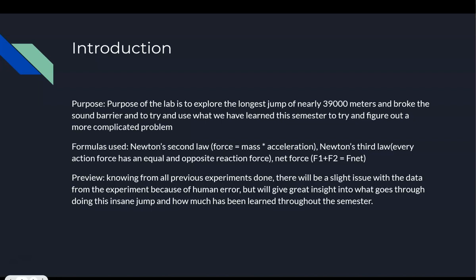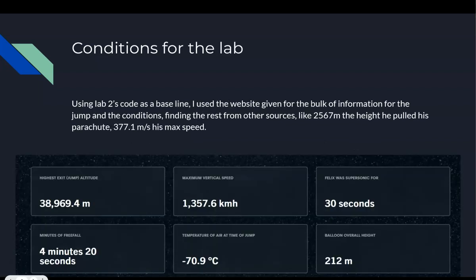Formulas to use: Newton's second law, force equals mass times acceleration; Newton's third law, every action has an equal and opposite reaction force; drag force and gravity; and net force, the addition of all forces together. And then the preview: knowing from all previous experiments done, there will be a slight issue with the data from the experiment because of human error, but it will give great insight into what goes into this insane jump and how much has been learned throughout this semester.